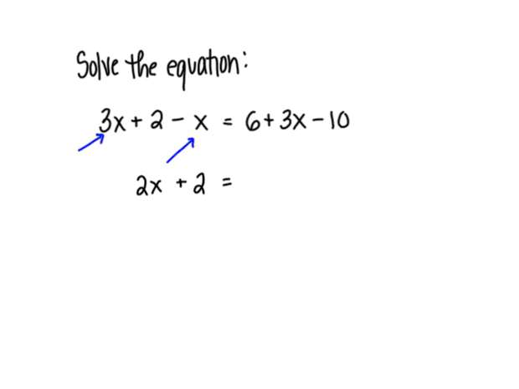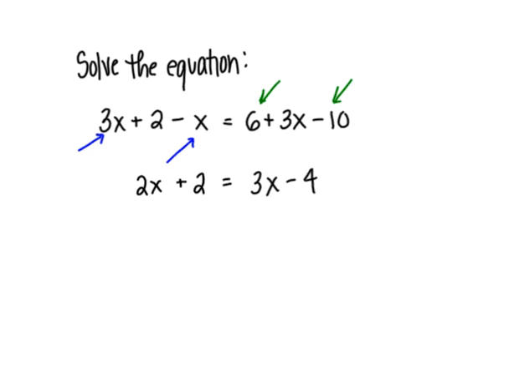On the right side, I have a 6 and a negative 10. Those are both constants. The 3x stands alone. There's not another x term, so I'm just going to bring the 3x down. And 6 minus 10, they have different signs, so I'm going to subtract and take the sign of the larger, so I get a negative 4. Now this problem, 2x plus 2 equals 3x minus 4, is far easier to solve.